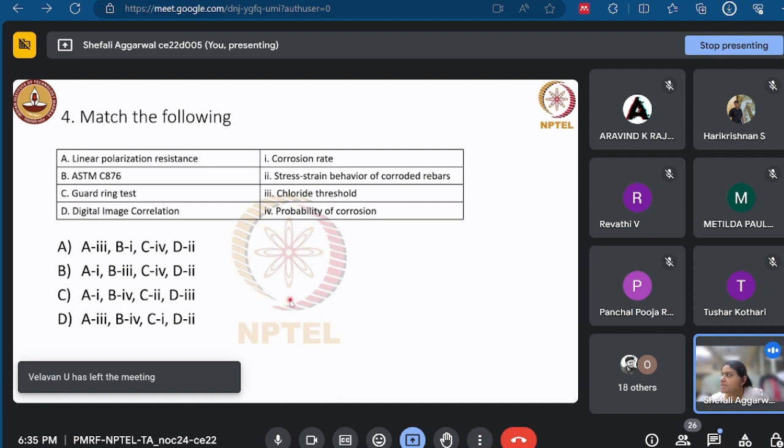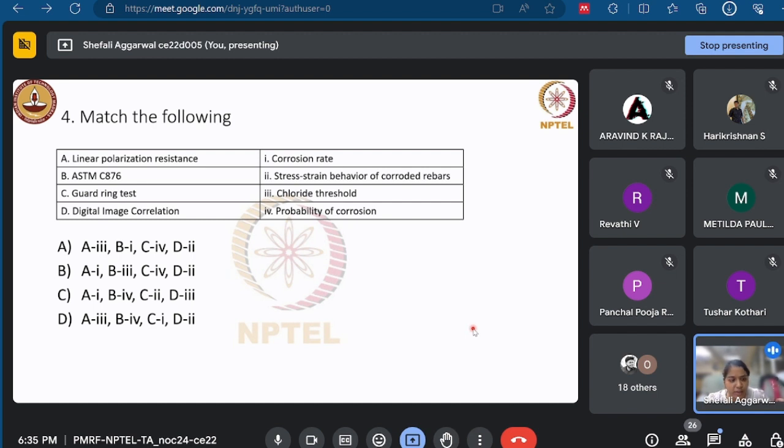We are using ASTM to get the probability of corrosion. For linear polarization resistance, we apply voltage and measure current. Based on this test, we will get the chloride threshold value, the maximum chloride content required to initiate corrosion. So this is a lab test, the LPR test, which you will study further. Next is the guard ring test, another type of test which we do in the lab to get the corrosion rate.